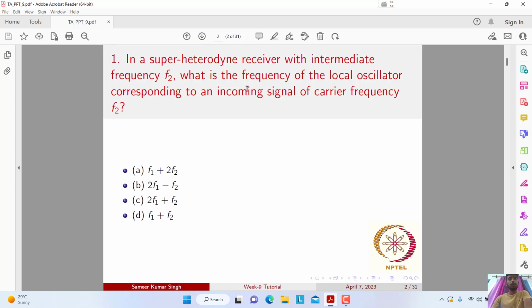So the question this week is: in a superheterodyne receiver with intermediate frequency f2, what is the frequency of the local oscillator corresponding to an incoming signal of carrier frequency f2? So in this question we have intermediate frequencies. Try to find out the frequency of the local oscillator.